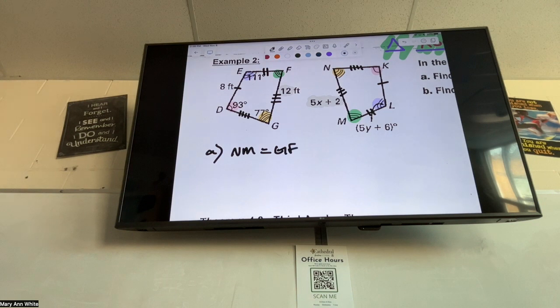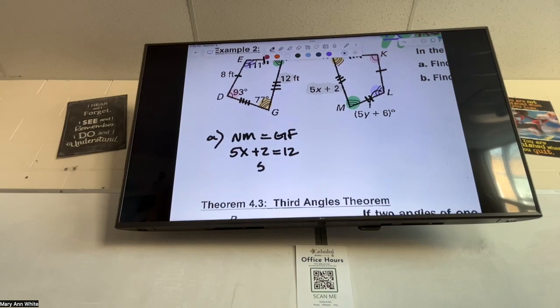12. If they're equal, then that means that you can set their expressions, their numbers equal to each other. So I can say 5X plus 2 is equal to 12. And then we can solve that. Minus 2 from both sides. I get 10, divide by 5, I get 2. So X equals 2.